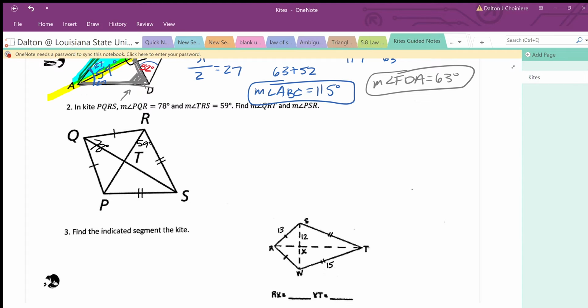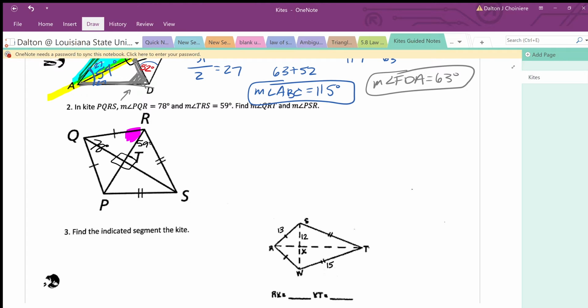So let's first locate where is angle QRT. So Q to R to T is going to be this pink highlighted angle there, right? QRT. So you could do a few different things, but my recommendation is to remember that the four angles in the middle of your kite are 90 degrees.